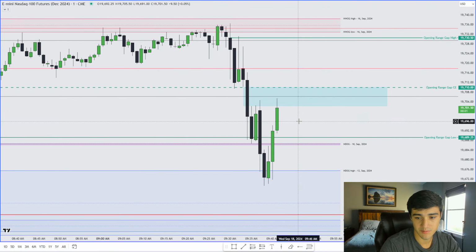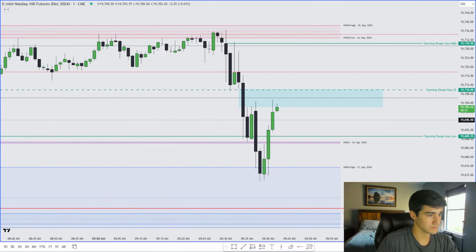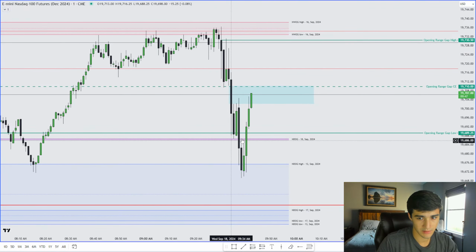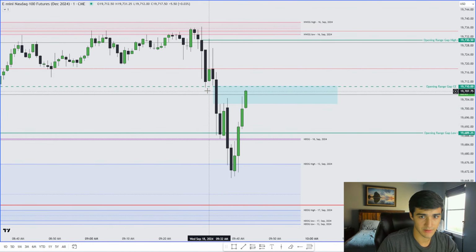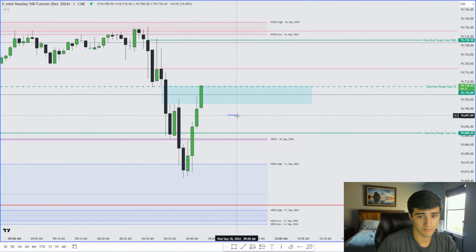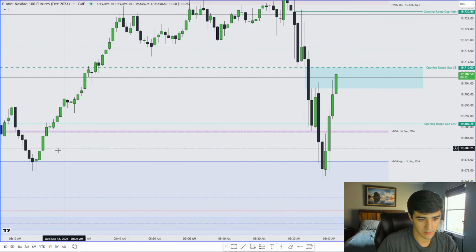So we're revisiting first presentation. We have a stop run underneath this low right here. And now look at the reaction that we're seeing here. So now we're literally overlapping that entire move that we saw. We ran this low, very shallow run.